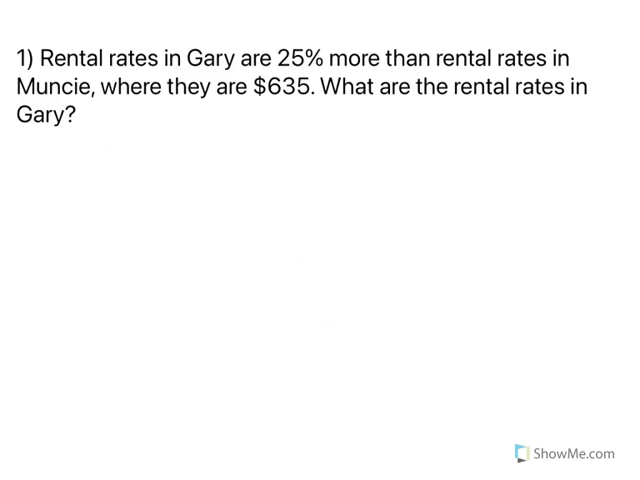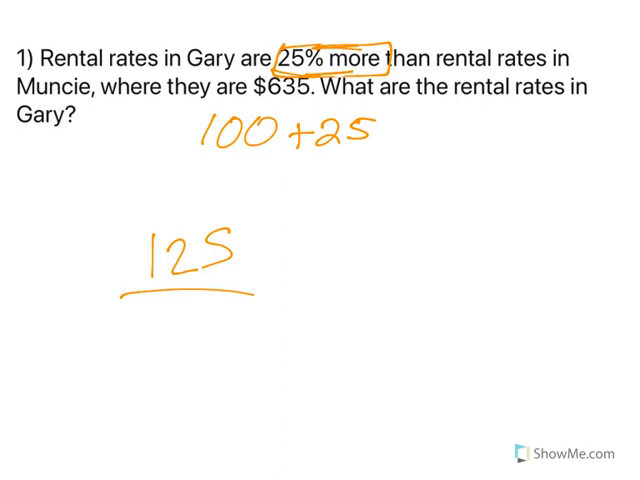Rental rates in Gary are 25% more than rental rates in Muncie, where they are $635. What are the rental rates in Gary? Now, there are a lot of numbers, there's a lot of pieces, and sometimes this can be a little bit overwhelming. So start with the percent. 25% more. So that should say, okay, if I have 100 as my base, 25% more, then I always set up proportions. My first ratio is going to be 125 over 100, right? Because it's percent over 100. And because this one says 25% more, we're going to have that 125.